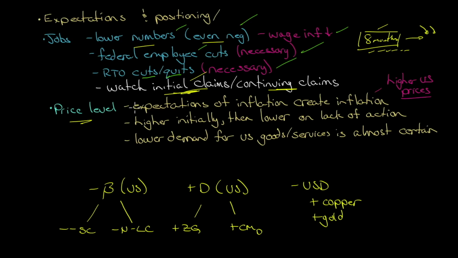As far as the price level, it's the expectation of inflation that can create inflation. You don't actually have to wait for prices to go up. You can anticipate that prices will go up and prices will go up. So you're already seeing that in the categories that Trump is already threatening tariffs on, is you're already getting higher U.S. prices along with lower aggregate demand. I think price level will be higher initially because of this expectation, then lower on lack of action.